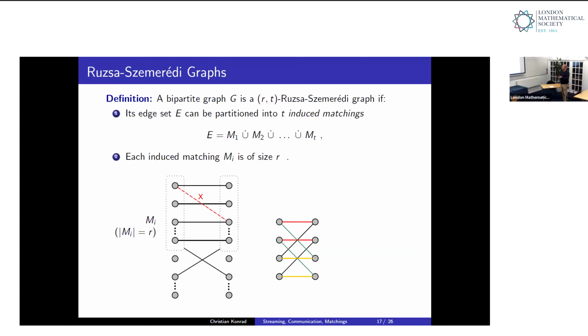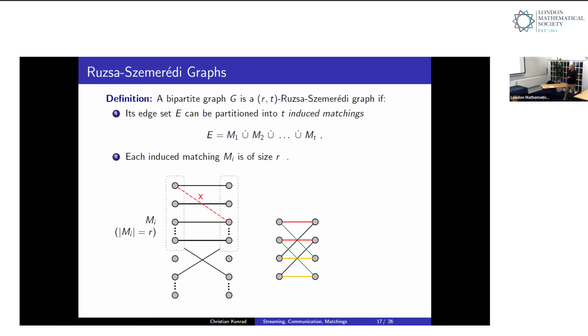Then an induced matching is one that has the property that in the input graph, an edge like this red one doesn't exist. What I mean by that is, if I look at all the edges that go from the left endpoints of this matching to the right endpoints, then all of these edges are just the matching edges. There can't be any other edges in the graph as well.